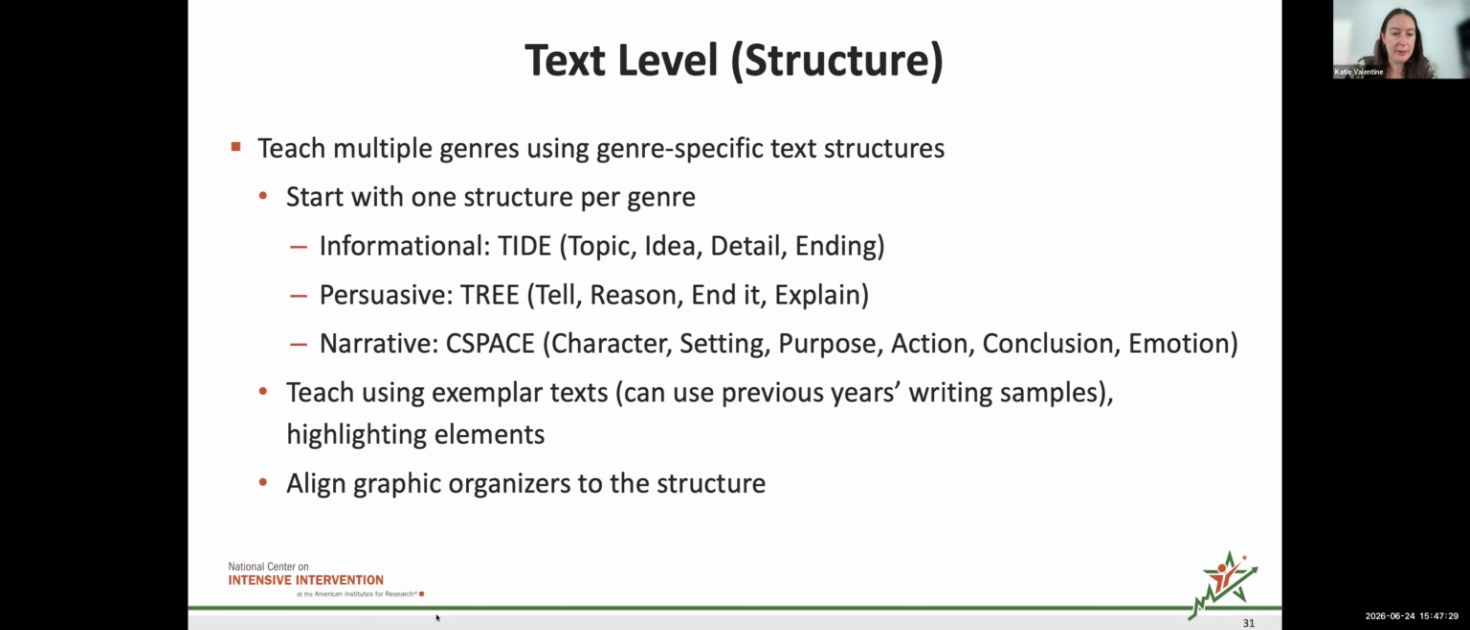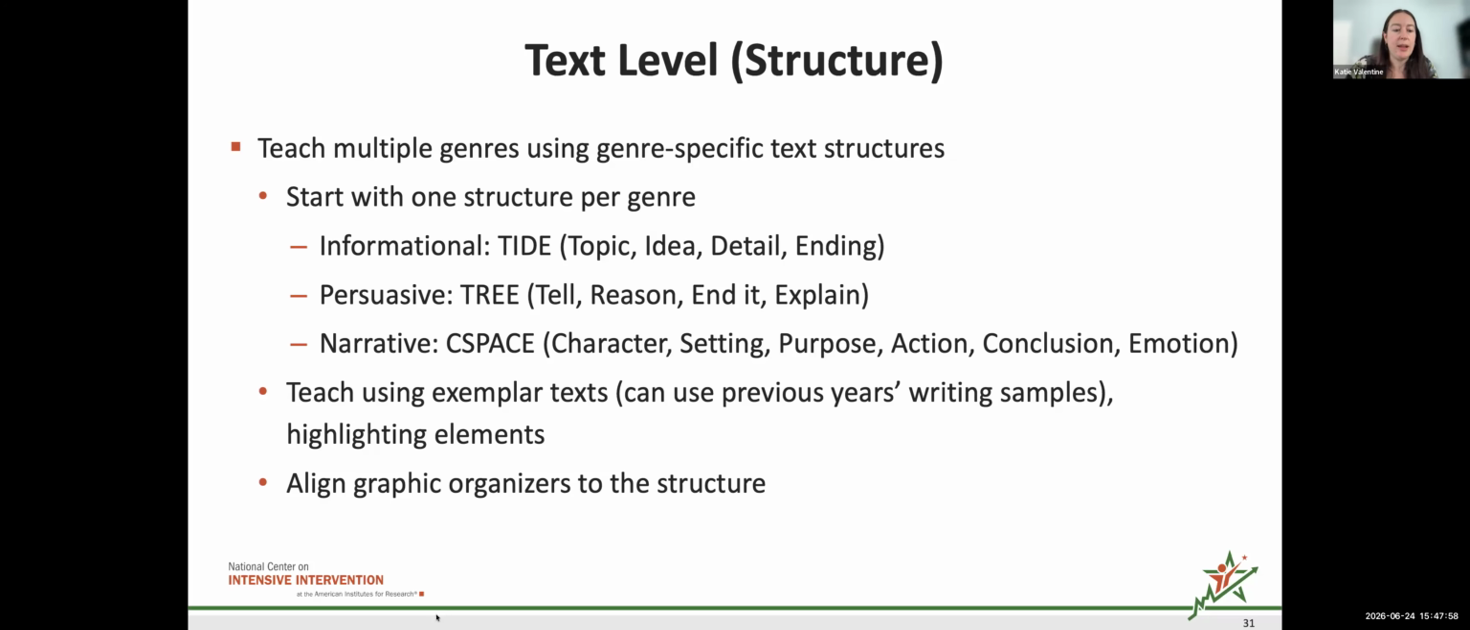How to do it: teach it using exemplar text. So you can use previous years' writing samples. Teachers can model their own writing. Students love highlighting these different elements. So if you're teaching TIDE, making sure everyone has access to four different colors and highlighting those in other people's writing, in their writing, in those exemplar paragraphs, to kind of identify those components in existing writing.